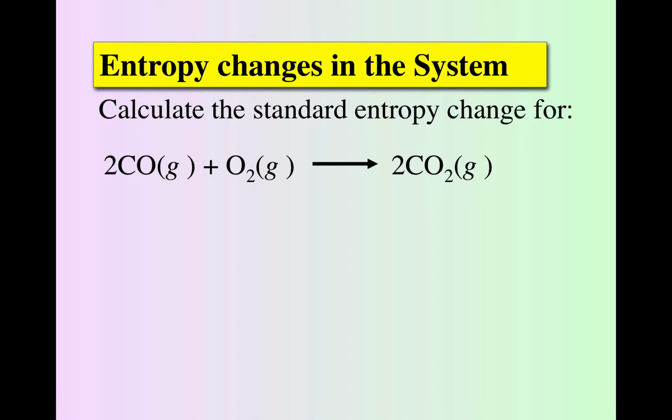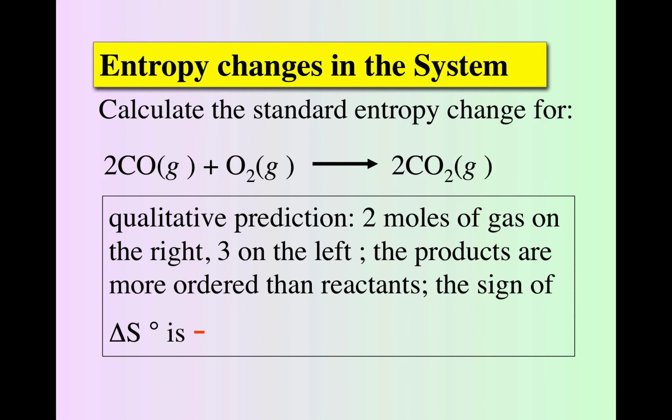You got 4 moles of gas going in, 2 moles of gas coming out. That implies we're going to have a negative value in disorder. We're losing disorder. So if you're losing gas, you're losing disorder. So 2 moles of gas on the right. Oh, 3 moles of gas. I'm sorry, I had 4. So 3 moles of gas on the left, 2 moles of gas on the right. So this implies you're losing disorder.